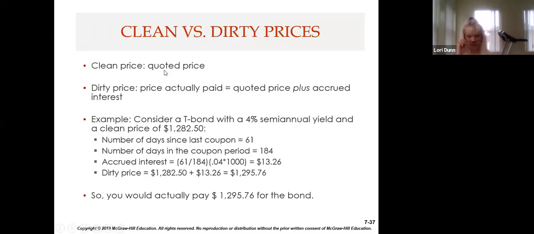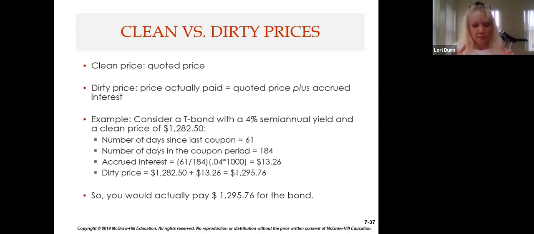One last thing to talk about before we focus on interest rates for our last 15, 20 minutes. When bonds are selling, there's what's called a clean price. A clean price is the quoted price, so what the bond is actually selling for based on its yield. There's also what's called a dirty price. And it doesn't mean it's bad or anything. It's just what we call the price actually paid. And here's why.